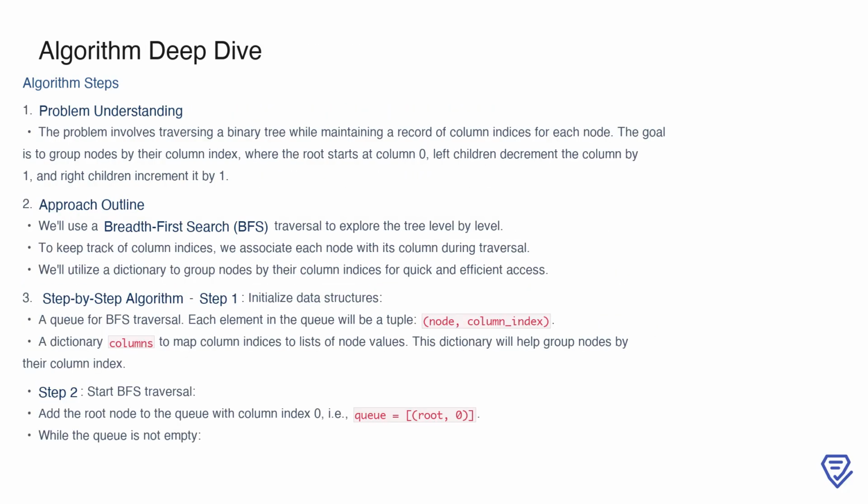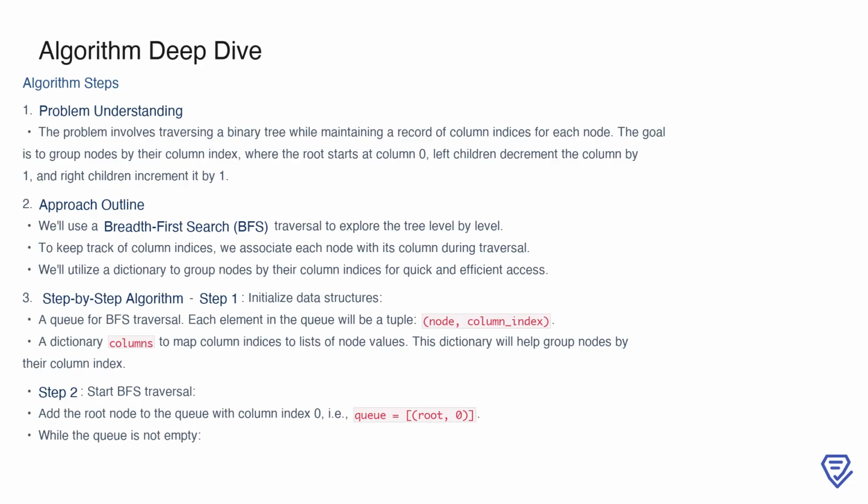To tackle the problem of binary tree vertical order traversal, we first need to understand the concept of column indexing. The root node starts at column 0, its left child is in column -1, and its right child is in column +1. This pattern continues for all descendants, where left children decrement the column index and right children increment it. The task is to group nodes by their column indices.